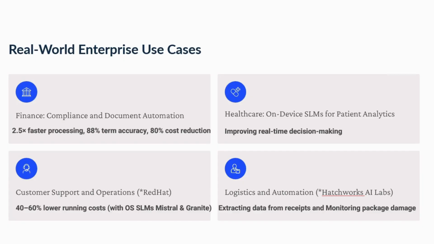So now let's look at some real world examples of enterprise use cases. So in finance, where compliance is everything, one multinational bank used small language models, and it resulted in 2.5 times faster processing when compared to LLMs. And this was a fine-tuned small language model. So it also resulted in 88% increased accuracy along with 80% cost reduction. So that's from the finance side of things.